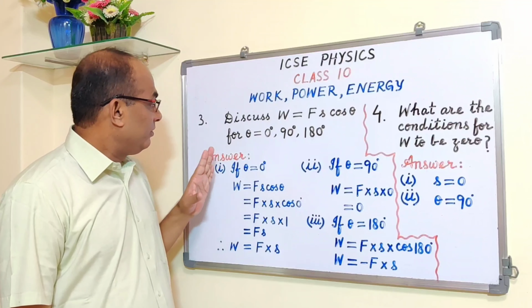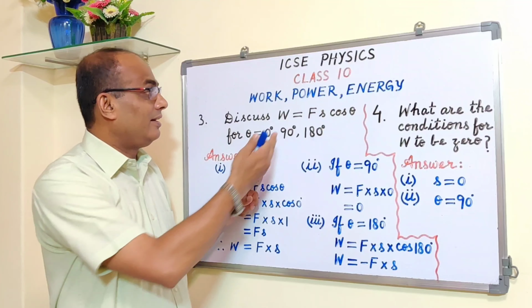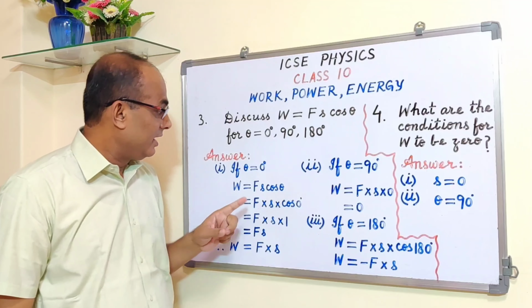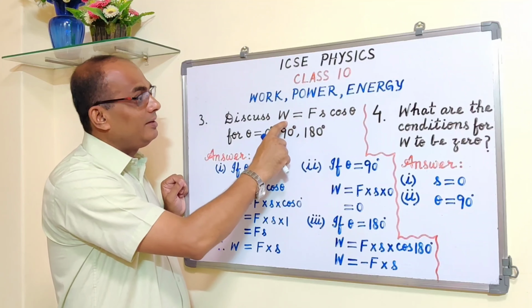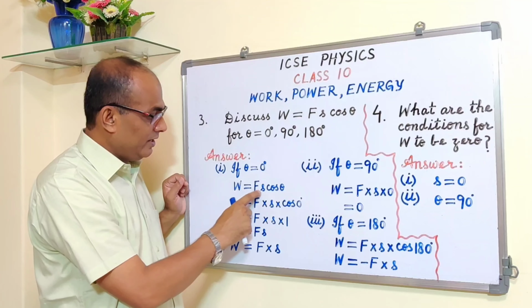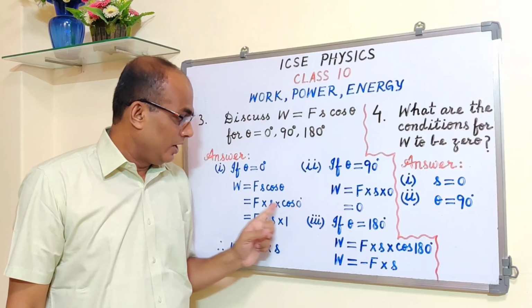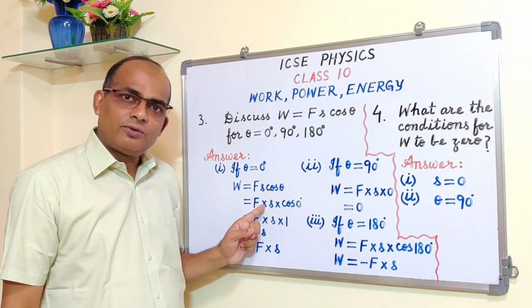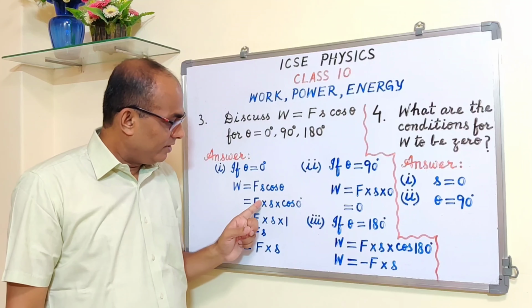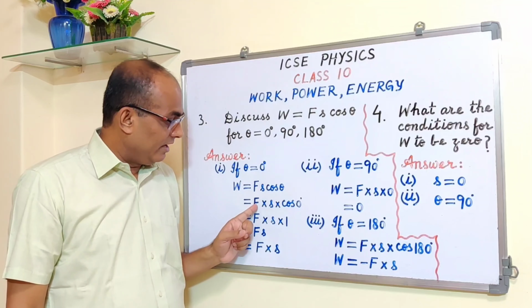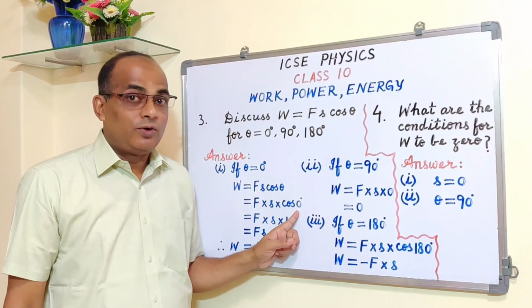Okay, so the first case is when theta is equal to 0. Let's see, W is equal to Fs cos theta, what happens? Our formula is W is equal to Fs cos theta. Theta we are taking 0, so we are substituting theta as 0. So F into S, I've told you in my part 1 video, Fs means F into S, into cos 0. Now what is the value of cos 0?